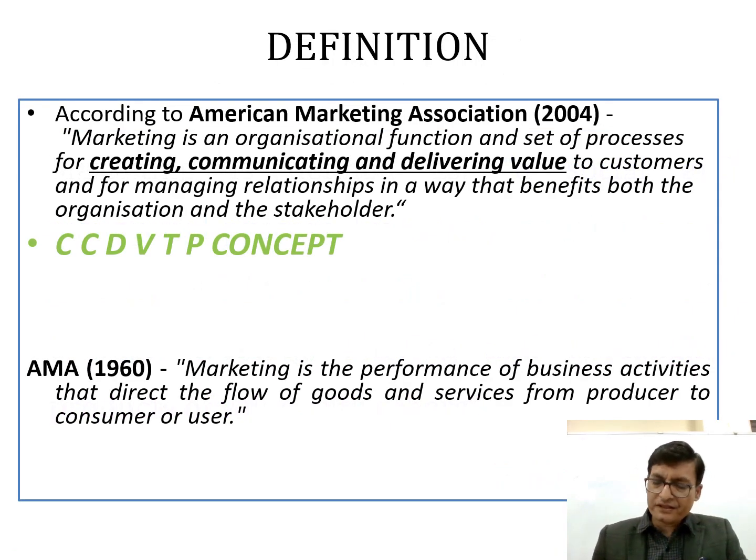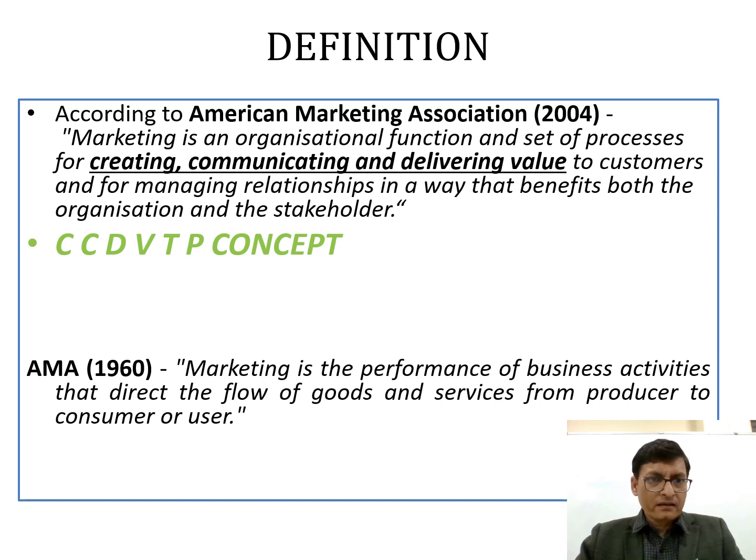Then there is another definition that has been given by the American Marketing Association. Marketing is an organizational function and set of processes for creating, communicating, and delivering value to the customers, and for managing relationships in a way that benefits both the organization and the stakeholders. This definition can very well be understood by the concept of CCDVTP. What is the CCDVTP concept? First, C stands for creating.